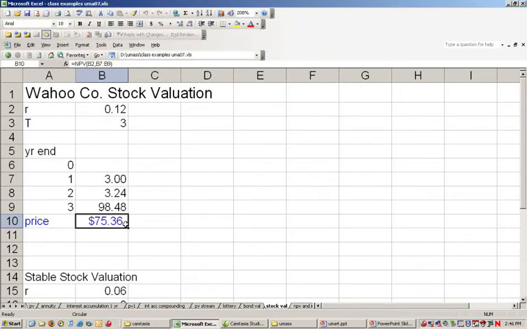Very importantly, what this means is that if the market puts a capitalization rate of 12% on Wahoo stock and then has this stream of expected dividend payments and expected stock price in year 3 of $94.98, then the market would be willing to pay, right now, $75.36 for a share of Wahoo stock.